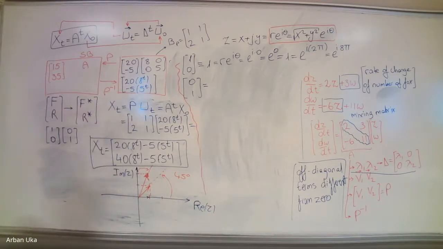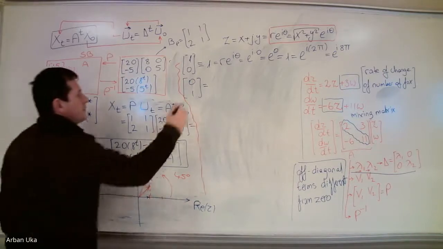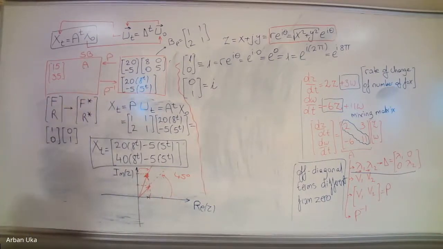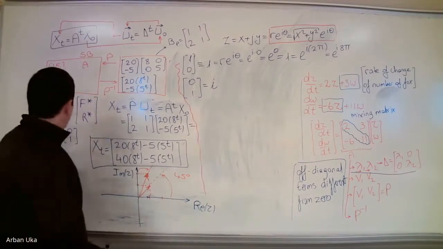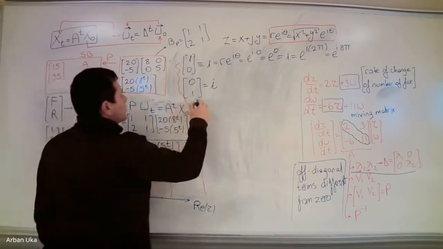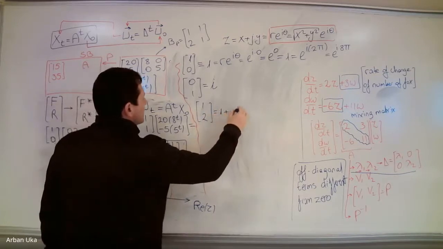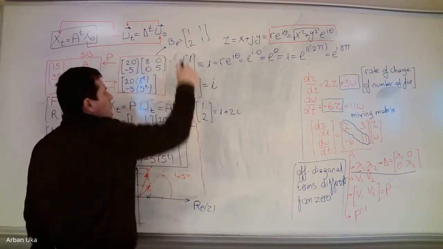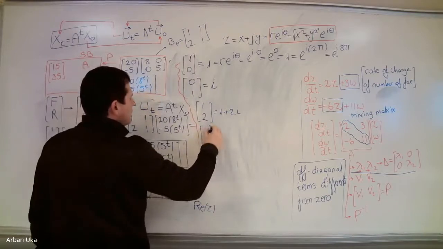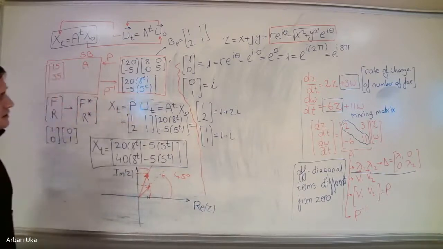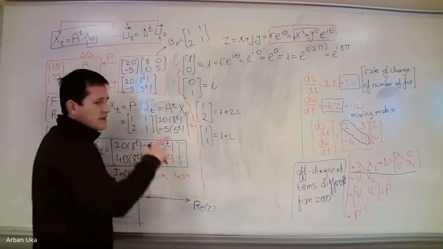So, what is (0, 1)? (0, 1) is just i. And let's see the other vector, (1, 2). (1, 2) is 1 plus 2i. What is (1, 1), which is the other vector? (1, 1) is equal to 1 plus i. So these are the standard representations of these four vectors that we have here on the graph. Are these clear?